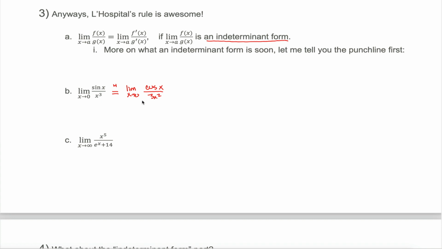The nice thing about this limit in red is it's not an indeterminate form. What do you mean it's not an indeterminate form? Well, in short, because I can determine what the limit is. When the x-coordinate gets really, really close to 0, the cosine of x gets really close to 1, because the cosine of 0 is equal to 1.